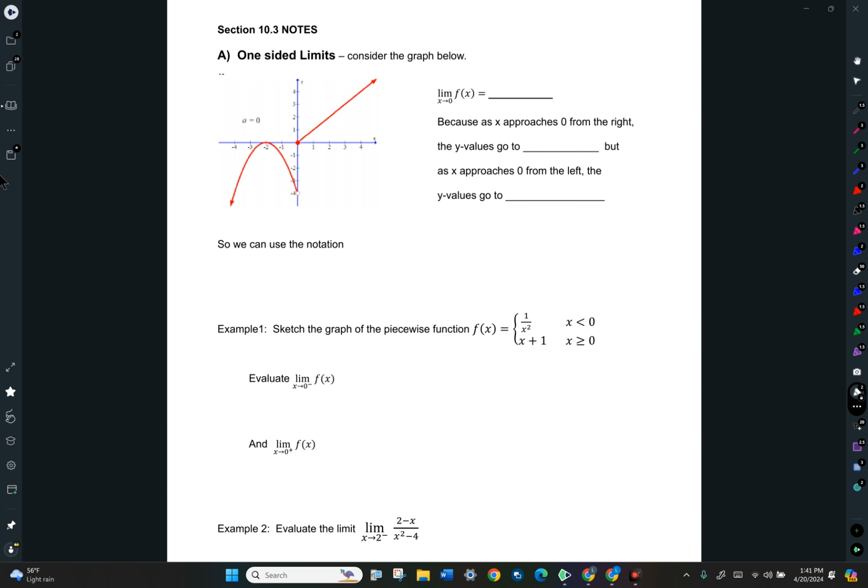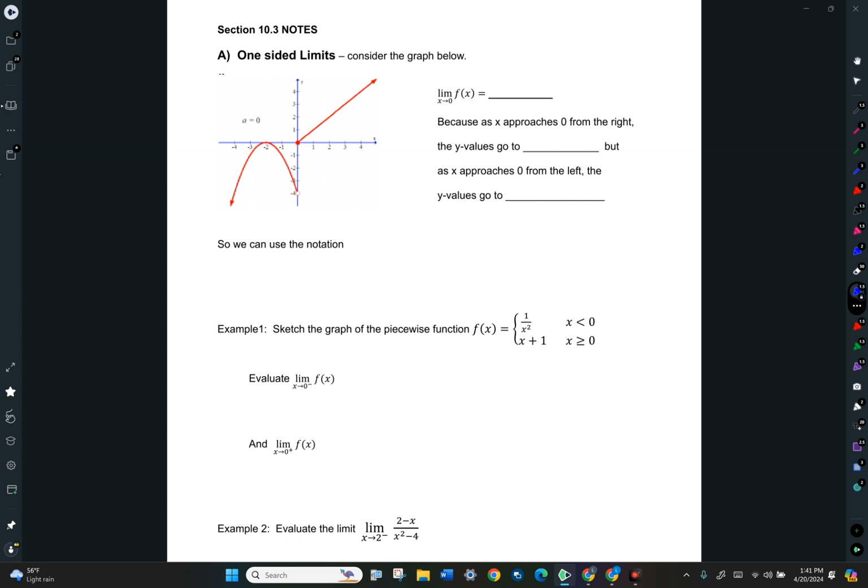This is section 10.3 of our limits unit. So this is all about one-sided limits, and it's going to lead us to a formal discussion of continuity. So look at my graph. It says the limit as x approaches 0 of this function.